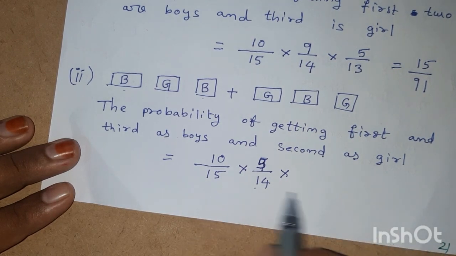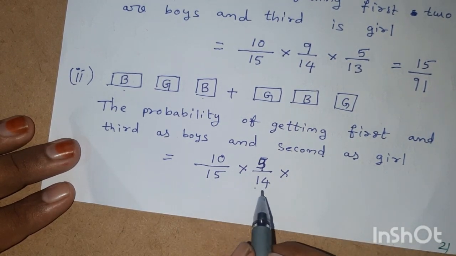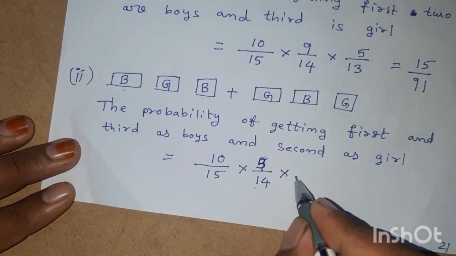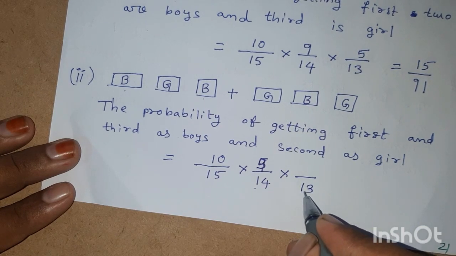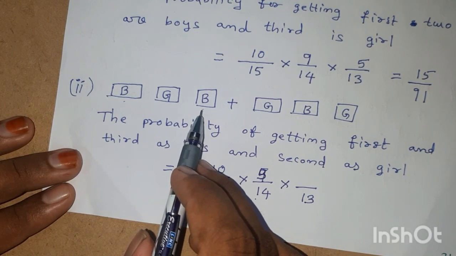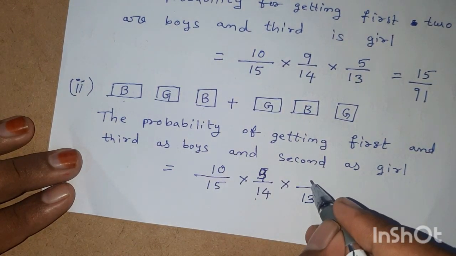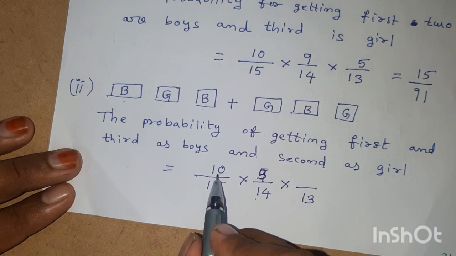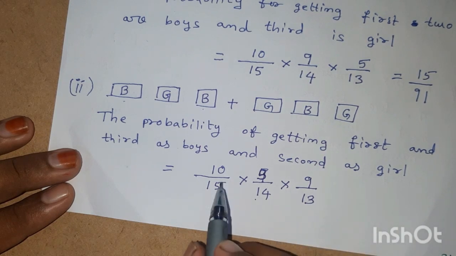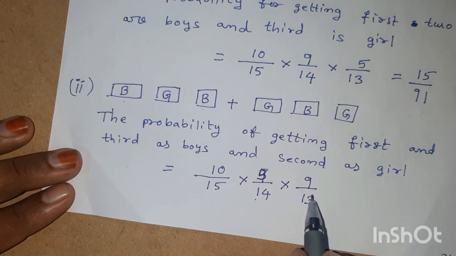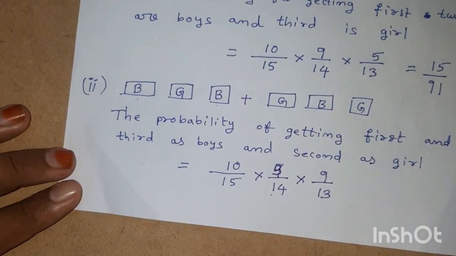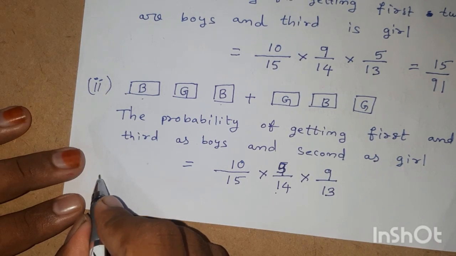We have selected a boy and a girl, two students. Therefore, 15 minus 2, there are 13 remaining students. Among these 13 students, we have to select a boy. There are 9 boys because we have already selected one boy. Therefore, 9. This is the probability for getting the first and last ones as boys and the middle one as girl.